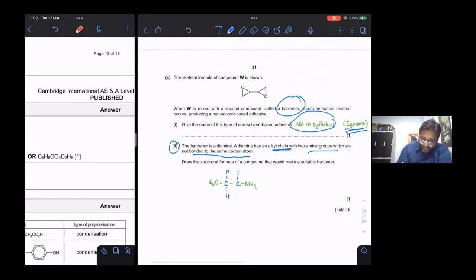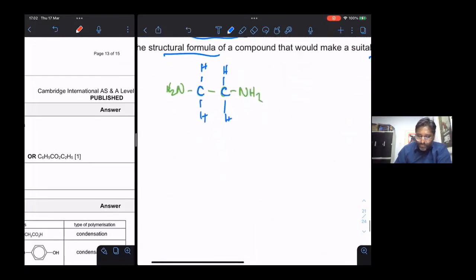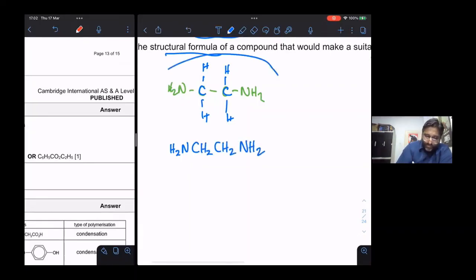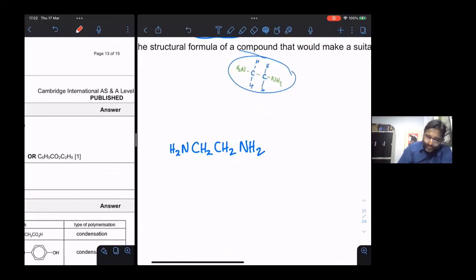Okay, if you want to skip this also can. Yeah, so draw the structural formula of a compound that will make a suitable hardener. Just need to follow this only. So if I want to draw a structural formula, then it's going to be NH2, CH2, CH2, NH2. Yeah, this is, okay, you don't use this. Okay, structural formula means it must be like what I've done over here.